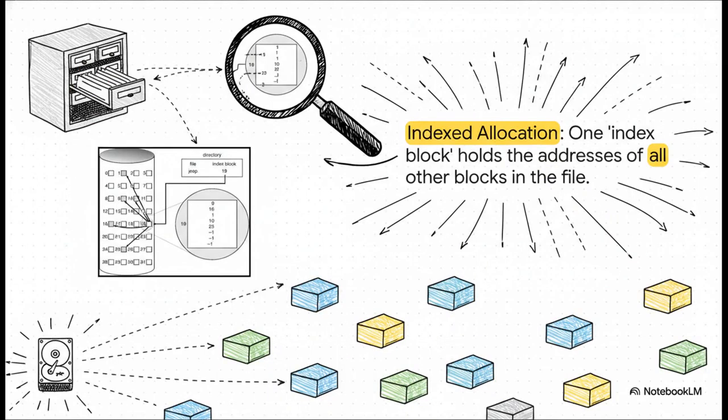And the final evolution of this idea is the most sophisticated of all: indexed allocation. Instead of a daisy chain of breadcrumbs, the OS creates one special index block. You can think of it like a card catalog for your file. This single block holds a list of the addresses of all the other scattered pieces. This lets the computer jump directly to any part of the file, instantly, without having to follow the chain.